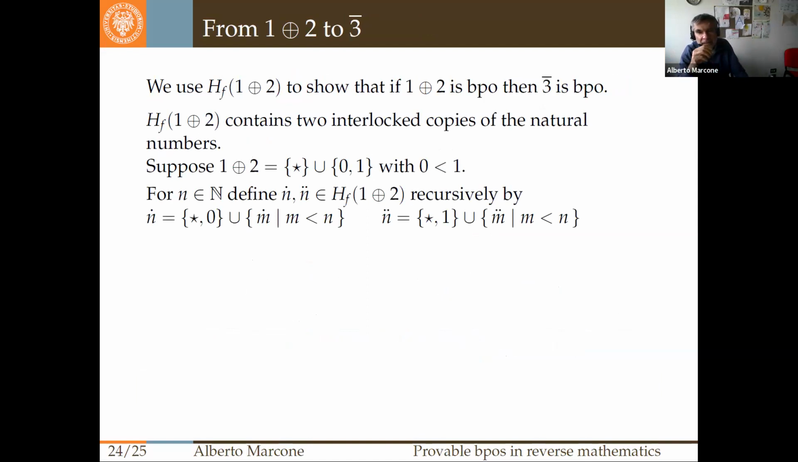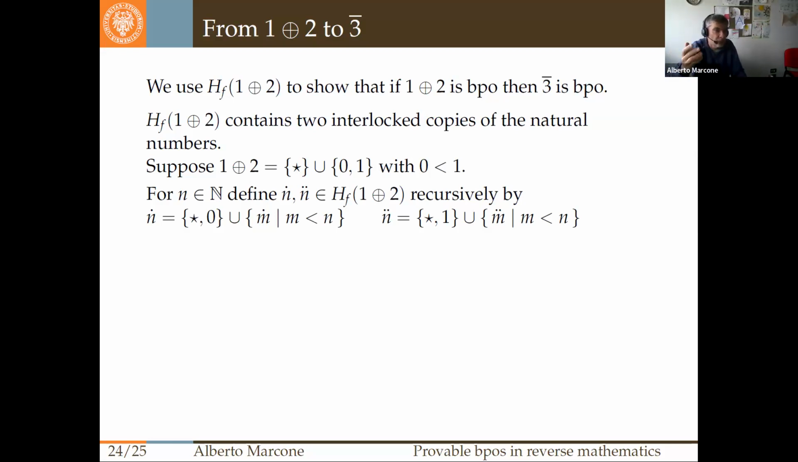So first of all, let's fix some notation about 1 plus 2. 1 plus 2 consists of a single element, which is incomparable with everything, and it's our element star here. And then two elements which are comparable between them, which are 0 and 1, with 0 obviously less than 1. So that's our notation. And now for every natural number, I define recursively elements in HF of 1 plus 2 in the following way. n dot is {star, 0} together with all the m dots for m smaller than n. So 0 dot is just {star, 0}, and then I will add 0 dot to get 1 dot.